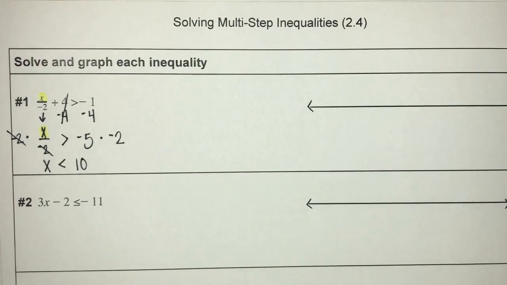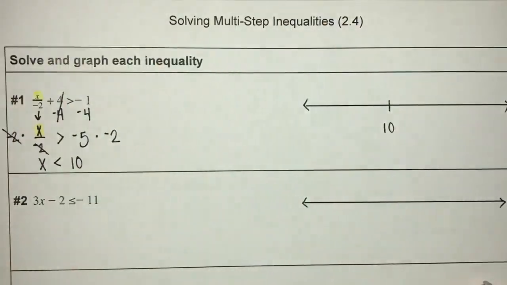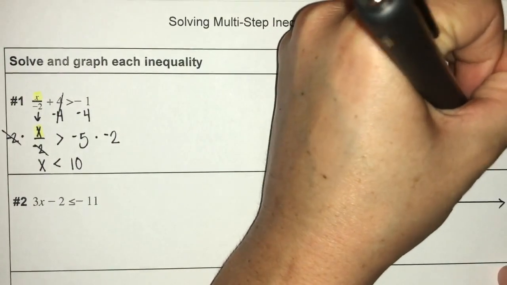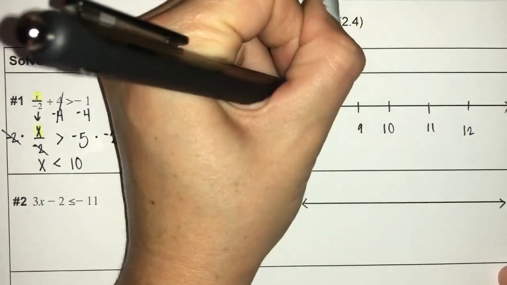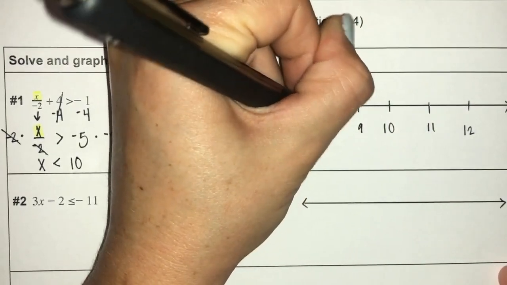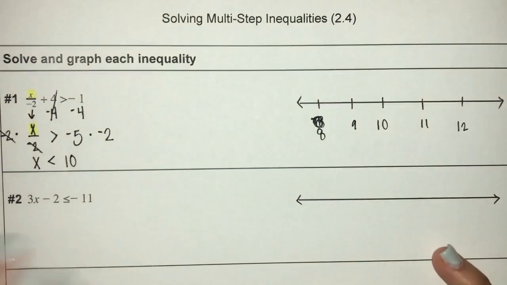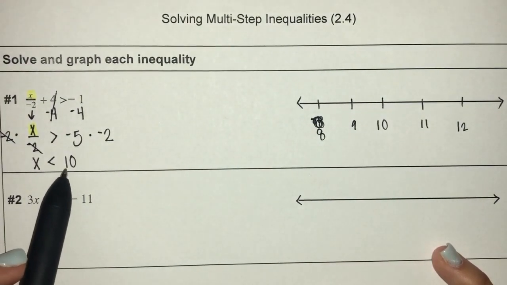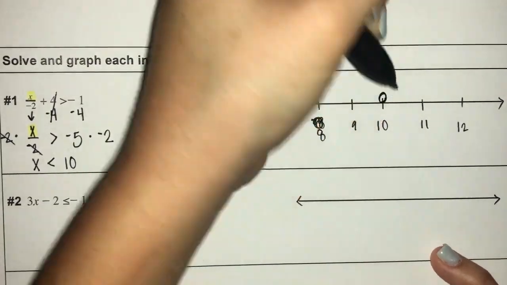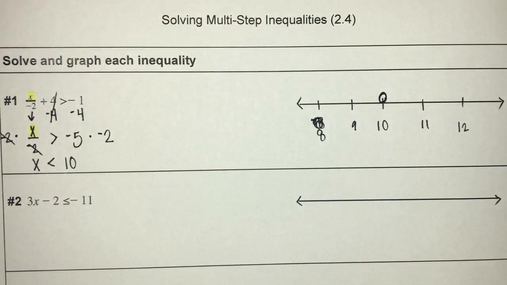And then for our graph, for number 1, 10 goes in the middle of my number line, and then I need to go up to 11, and then 12, down to 9, and then down to 8. And then my inequality is x is less than 10, so it's just less than, so I need an open circle. If it's just less than or greater than, it's an open circle. If it's less than or equal to or greater than or equal to, it's a closed dot.